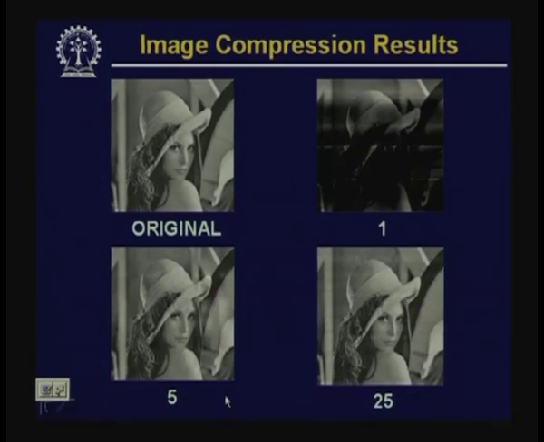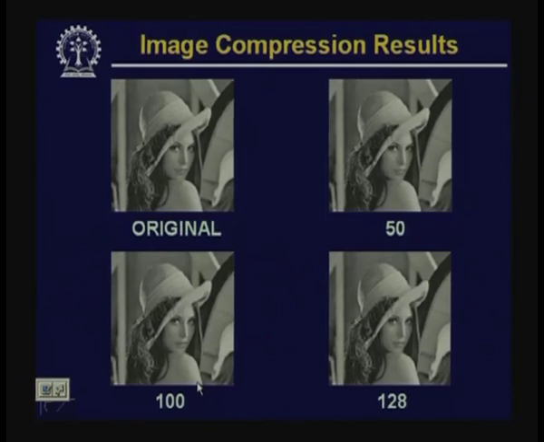Similarly, if I increase the number of eigenvectors further, if I go for 50 eigenvectors, the image is further improved. With 100 eigenvectors, I get further improvement. If I use 128 eigenvectors, I get a still better reconstructed image. So this way you will find that if I consider all the eigenvectors of the covariance matrix to form the transformation matrix, in that case the reconstruction will be a perfect reconstruction.